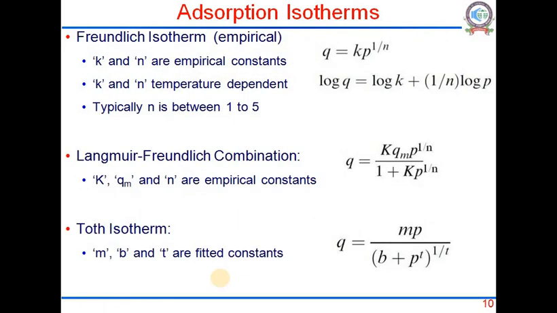Some other types of adsorption isotherm that you are aware of are called the Freundlich isotherm. So here Q is written as K P raised to 1 by N. K and N are empirically fitted constants. They depend on the adsorbent and the solute which is getting adsorbed, so adsorbate and adsorbent, and they are also temperature dependent. If you want to find K and N, you can just take the log of this. So log Q would be log K plus 1 by N log P. If you plot a graph of log Q versus log P, we will get slope as 1 by N and intercept as log K.